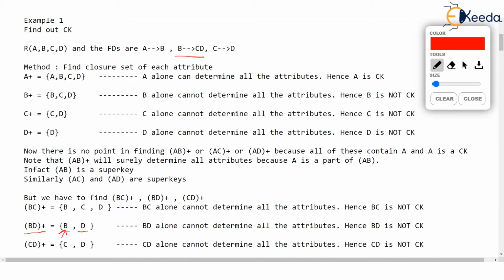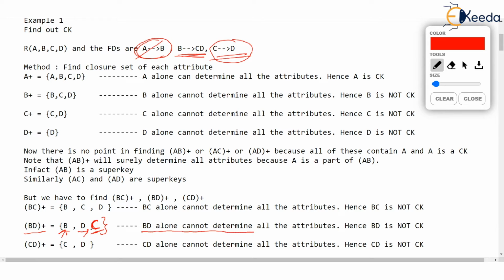Correct? Oh, so I missed out C over here. I'm so sorry. It will bring in C. B will bring in C because B determines CD. Now watch, we have three attributes here, B, D, and C. Now C here can bring in D due to this dependency, but D is already there in the attribute set. And now can we use this dependency? A determines B. No, because A is still not there in that attribute closure. So BD plus is going to contain only BDC. Hence, it is not a candidate key.